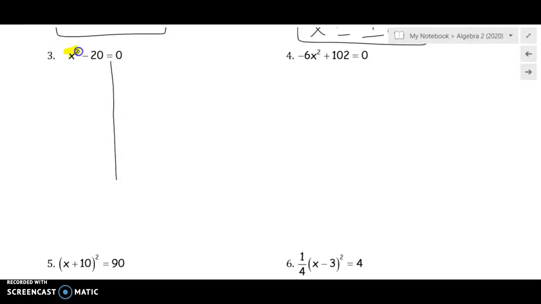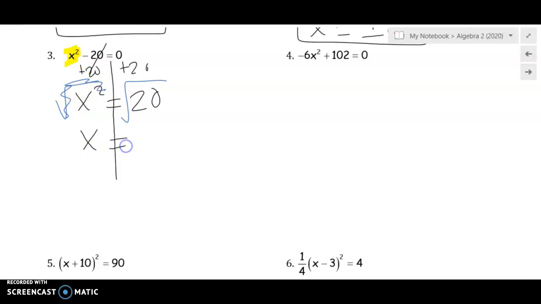First thing I'm going to do is isolate x squared. So I'm going to add 20 to the other side. So I have x squared is equal to 20. Then I'm going to go ahead and take the square root on both sides. That'll leave me with x equals, I'm going to put my plus or minus in there, the square root of 20. And I'm going to need to simplify this root.